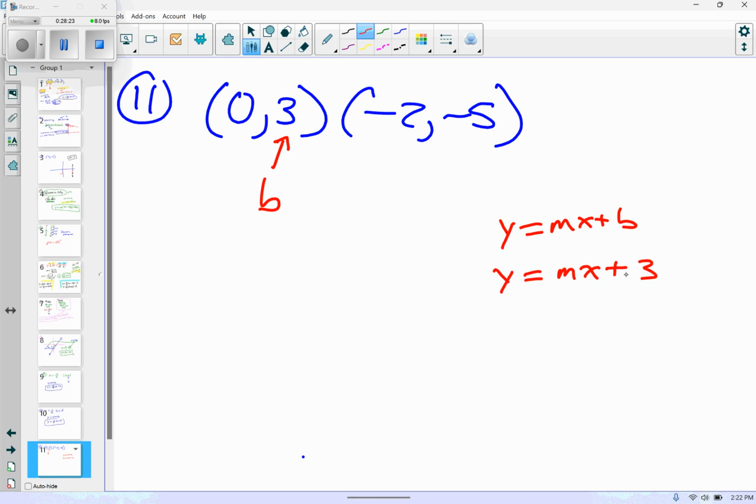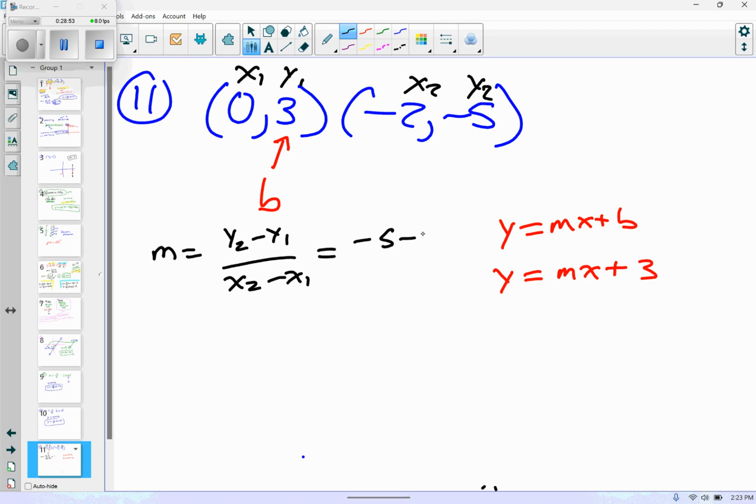All right. I think we're okay with this because we know the b value and the other equation doesn't have b in it. So how do I find m? I wish there was an equation or something. Does anyone remember what the slope equation is? y2 minus y1 over x2 minus x1. Label it x1, y1, x2, y2. So I get negative 5 minus 3, negative 2 minus 0.